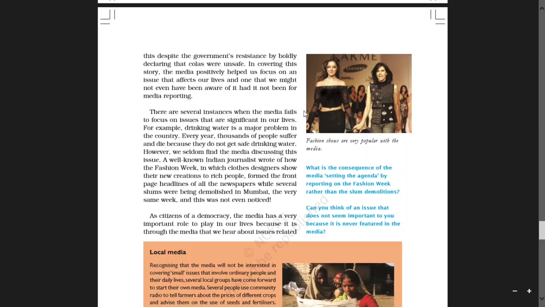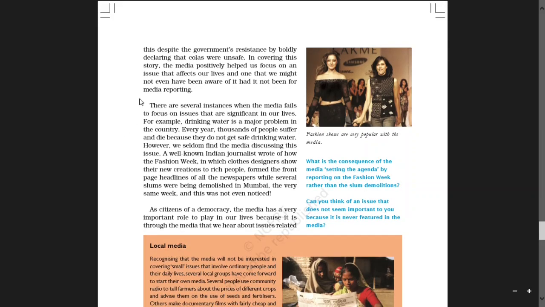In covering this story, the media positively helped us focus on an issue that affects our lives and one that we might not even have been aware of had it not been for media reporting.